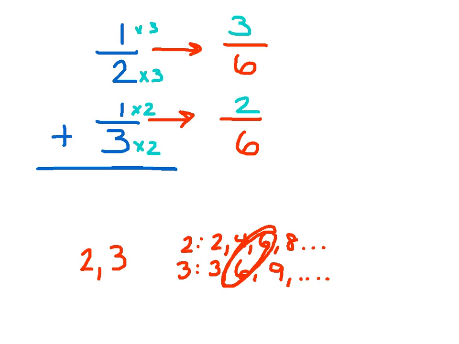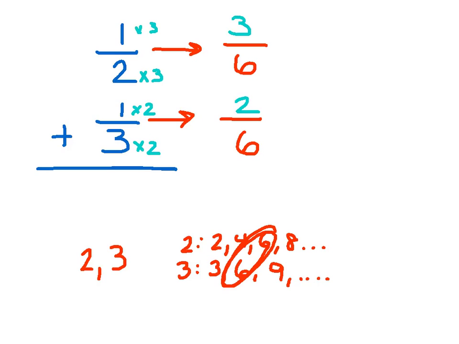When I'm finding the equivalent fraction, I need to make sure that whatever I do to the denominator, I also need to do to the numerator. I've got to be fair to that fraction. So if I multiply the denominator by 3, I also need to multiply the numerator by 3. Denominator by 2, the numerator by 2.